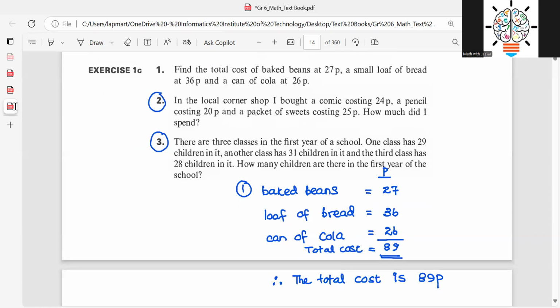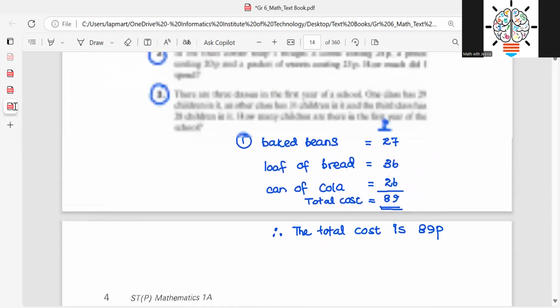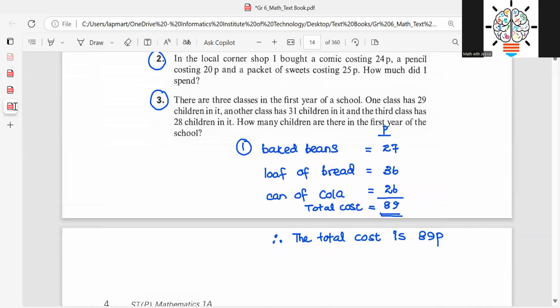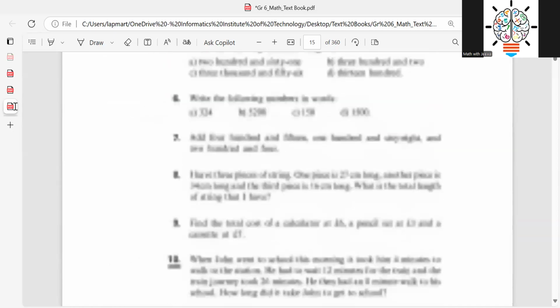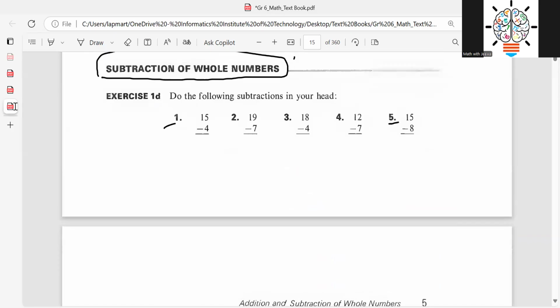So these are the things we discussed today, and we want to start from that. First, we want to discuss the homework answers. Then we want to discuss the subtraction.